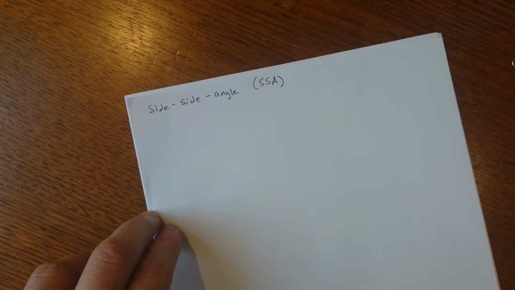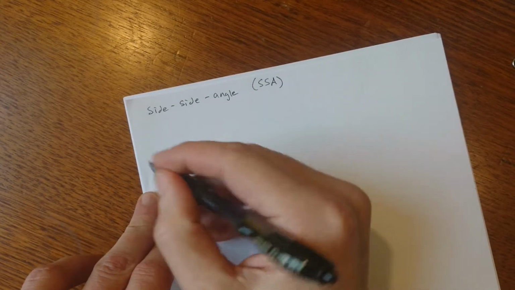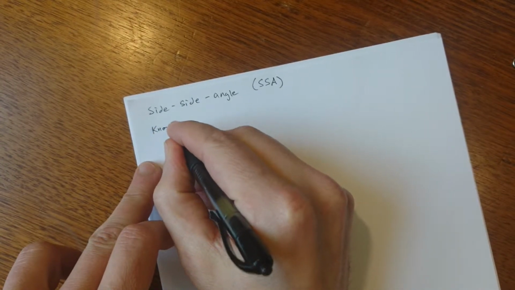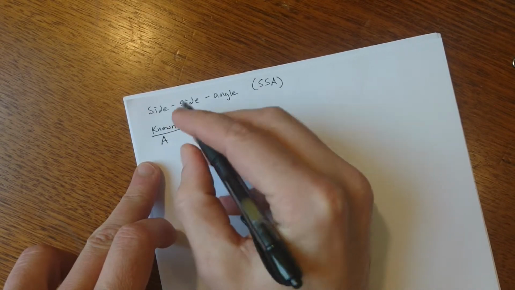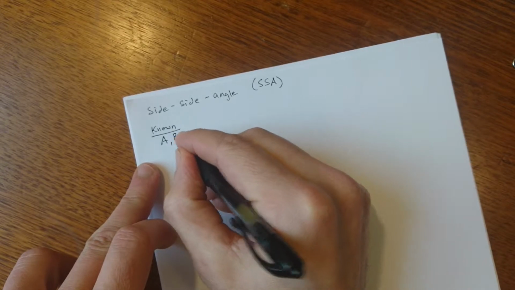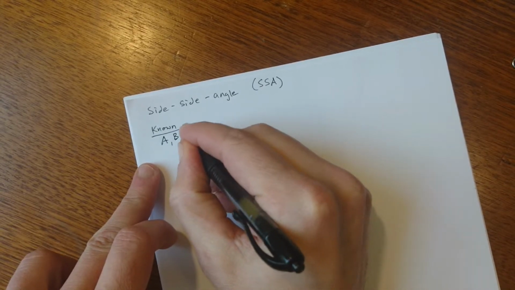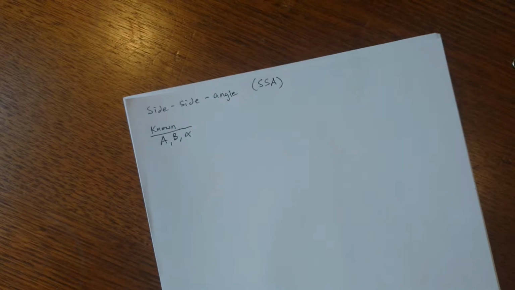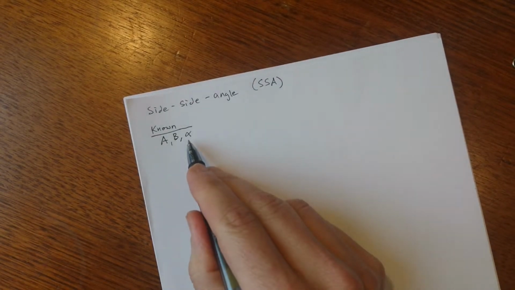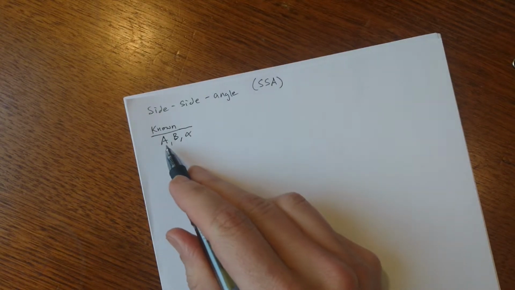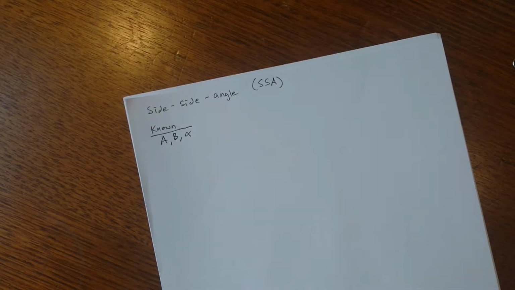Let's assume that we know side A, side B, and angle alpha. Remember, we're using capital Latin letters for the side lengths and lowercase Greek letters for the angles. Angle alpha is across from side A, angle beta is across from side B, and angle gamma is across from side C.